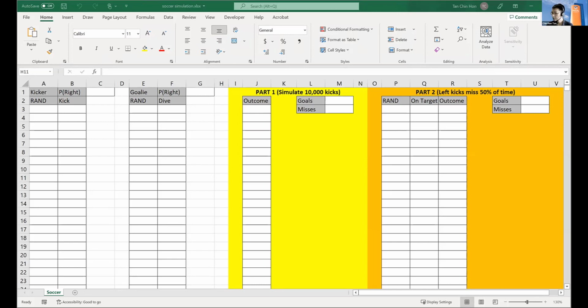For my Excel spreadsheet, this is where we are going to be doing our simulation. Over here in cell C1, I'm going to put in the probability that the kicker is going to kick to the right. Basically, 1 minus this number is the probability that the kicker is going to kick to the left. To tackle our first problem, the kicker is going to kick right and left with a 50% chance, so let's put 0.5 in for the kicker. At the same time, the goalkeeper, or goalie, is going to dive right with 50% chance and dive left with 50% chance, so let's put 0.5 over there as well.